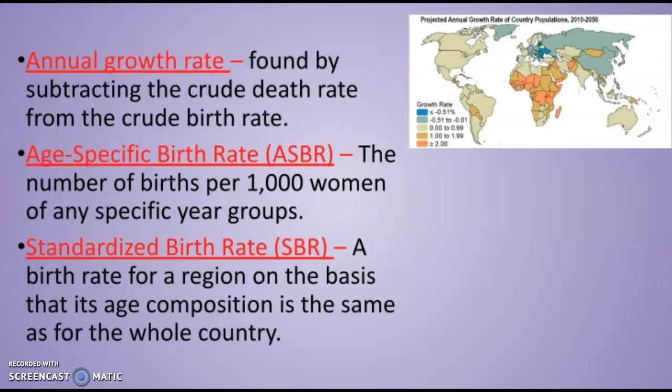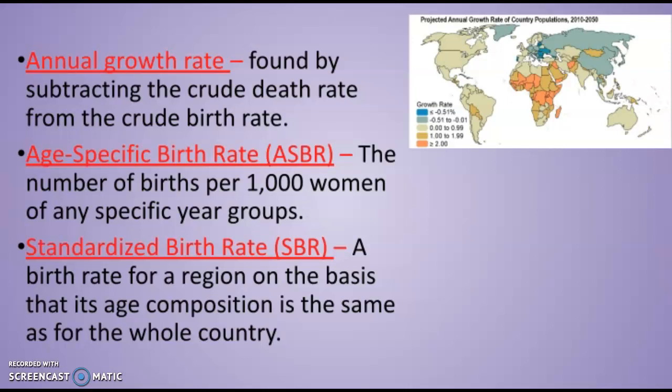The annual growth rate is found simply by subtracting the crude death rate from the crude birth rate, which gives you the growth rate of the people who are living in the country at the time. But again, it can be a little misleading depending on what the population structure of that country is.